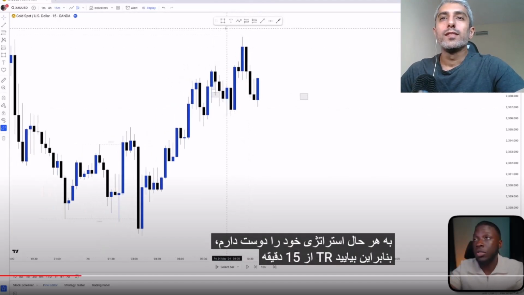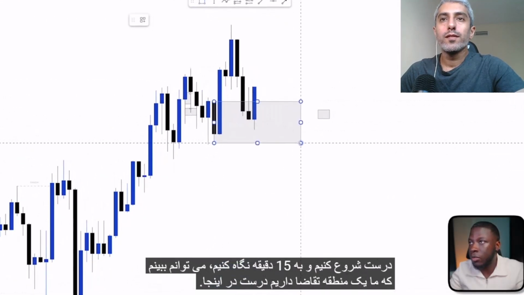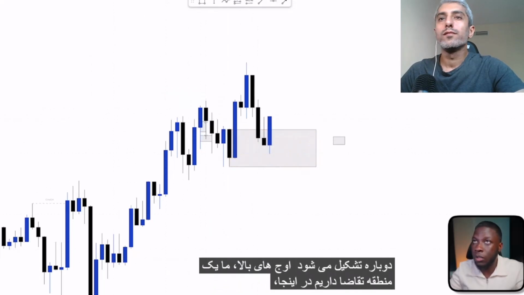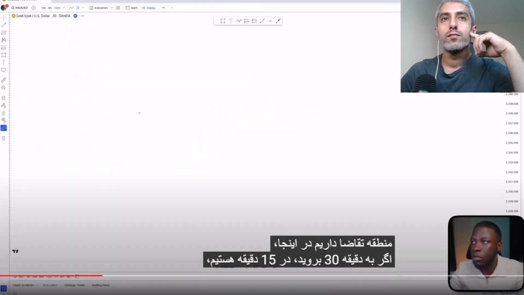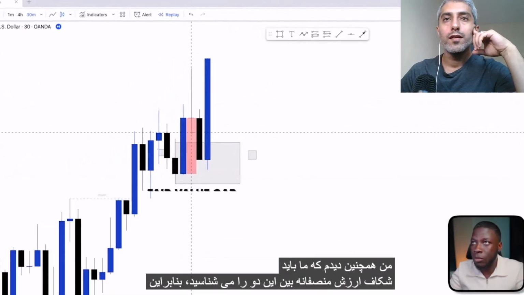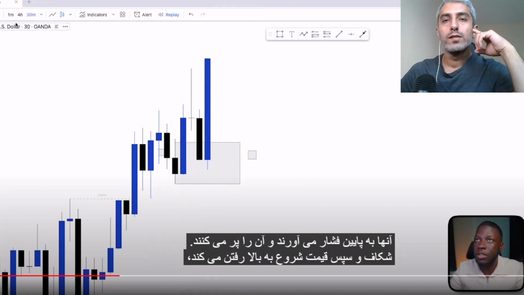So this trade started from the 15 minute, right? Looking at the 15 minute, I can see that we have a demand zone right here. We're in the 15 minute. If you go to the 30 minute as well, I also saw that we do have a fair value gap between these two. So they push back down, they fill the gap, and then price starts pushing.